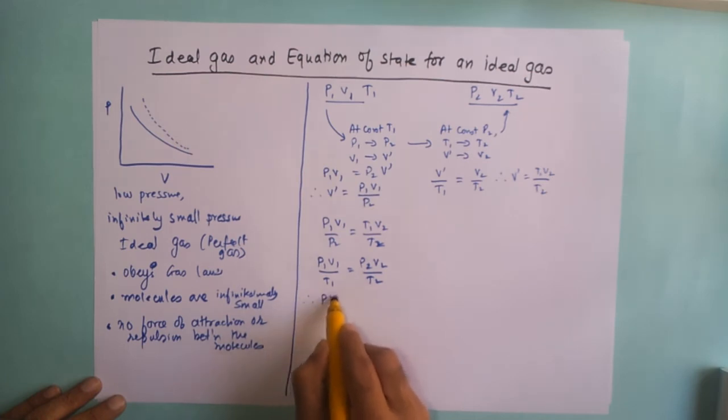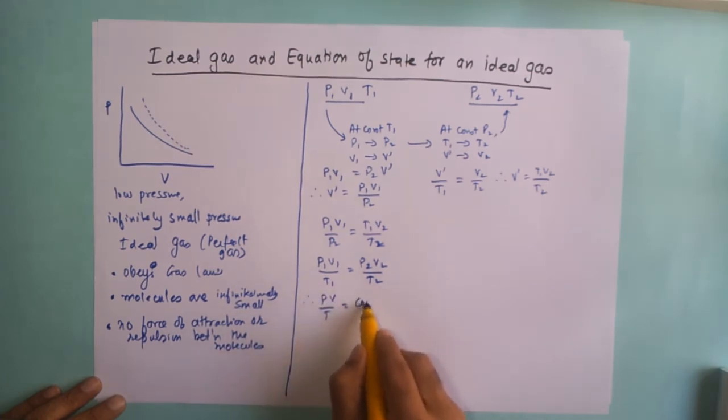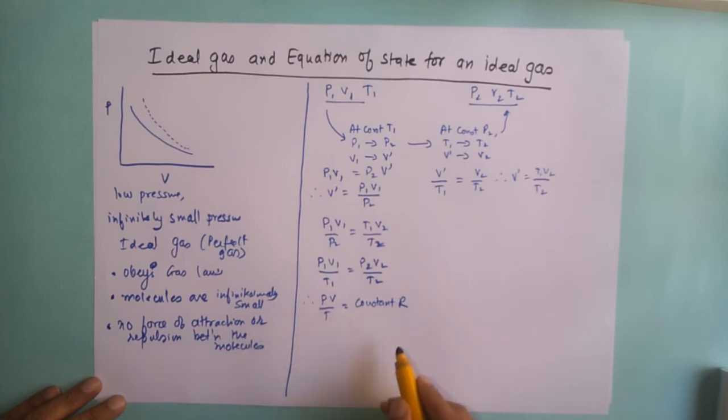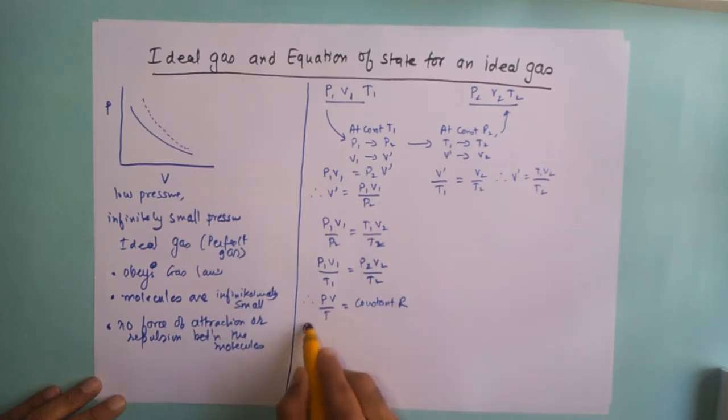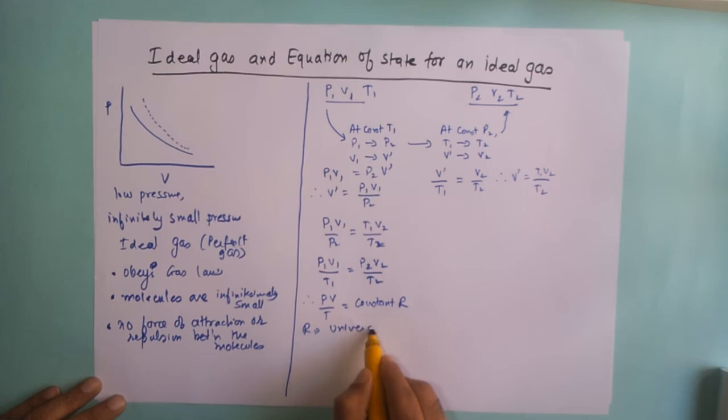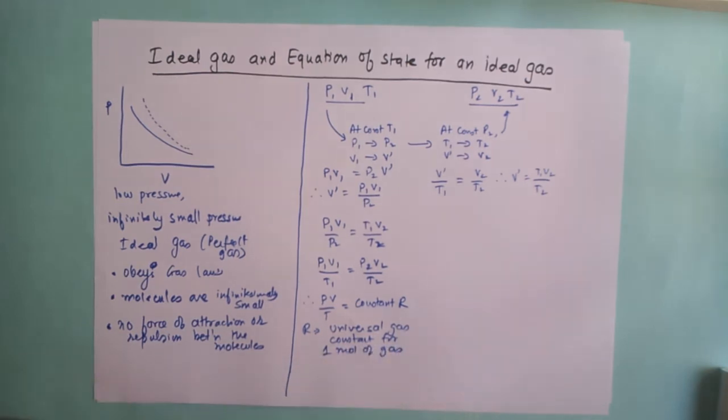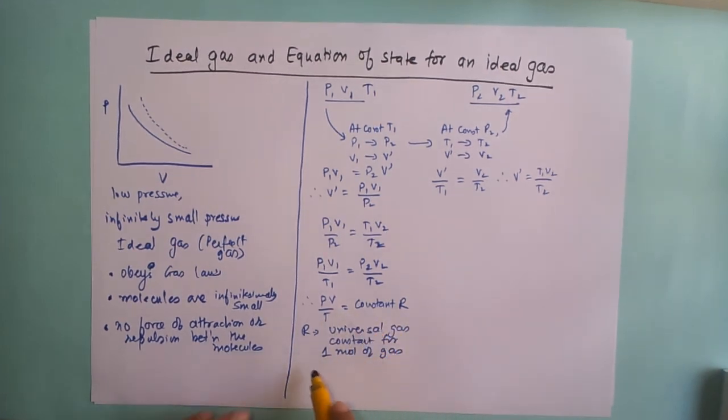Therefore, PV upon T is equal to constant, and let us say this constant is called R. This R is the universal gas constant for 1 mole of gas. So this is a constant, and therefore this equation takes the form PV is equal to RT, where R is a universal gas constant. If we take 1 mole of any gas, R will have a constant value, PV is equal to RT. Therefore the name universal gas constant. So this equation is for 1 mole of a gas.